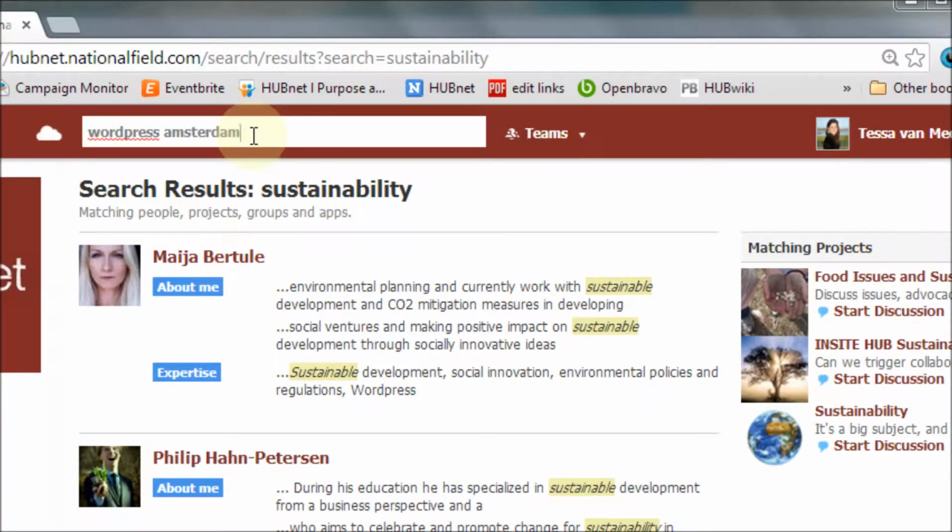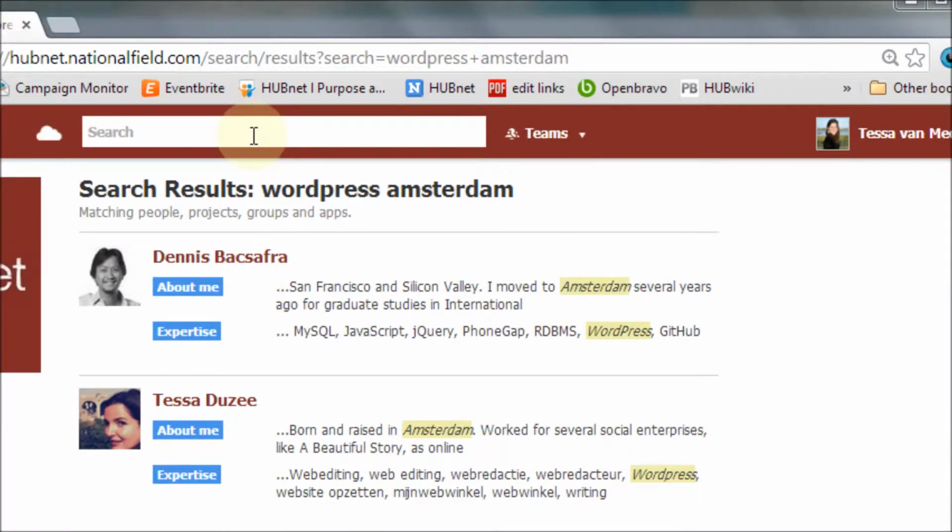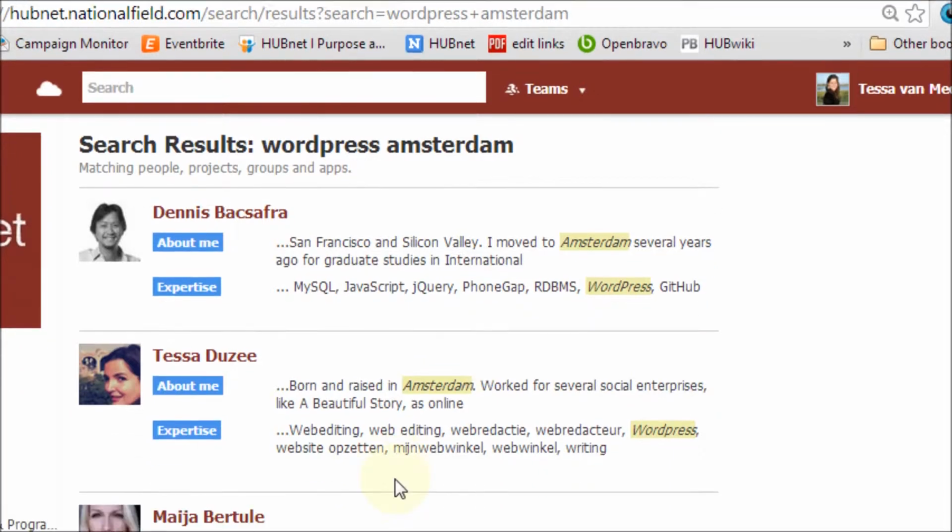For instance, if your skill is WordPress, then if you add Amsterdam, then I know how I can find you here and that we can work together on my WordPress website. It's a good idea to add all your skills, interests, and a profile picture to be best found for the best connections.